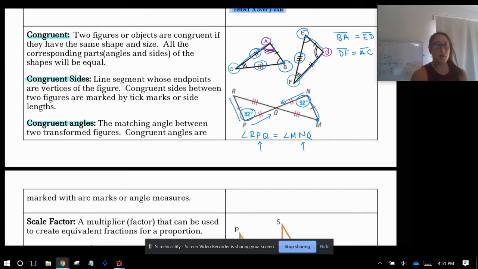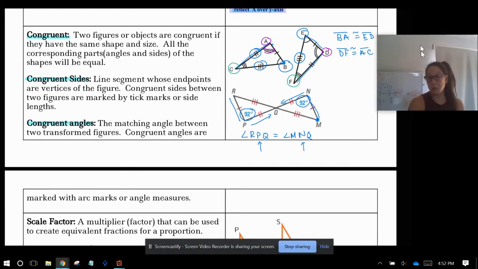I forgot one thing. When we say congruent, we usually put the congruent symbol, an equal sign with the squiggle line on top. It means equal value.